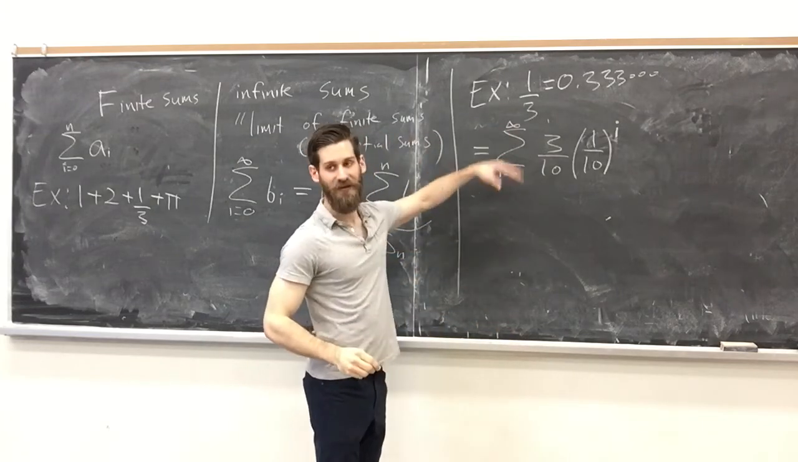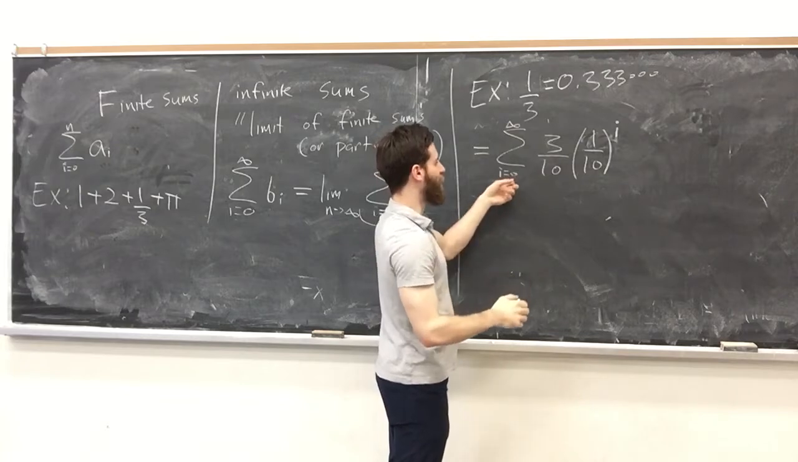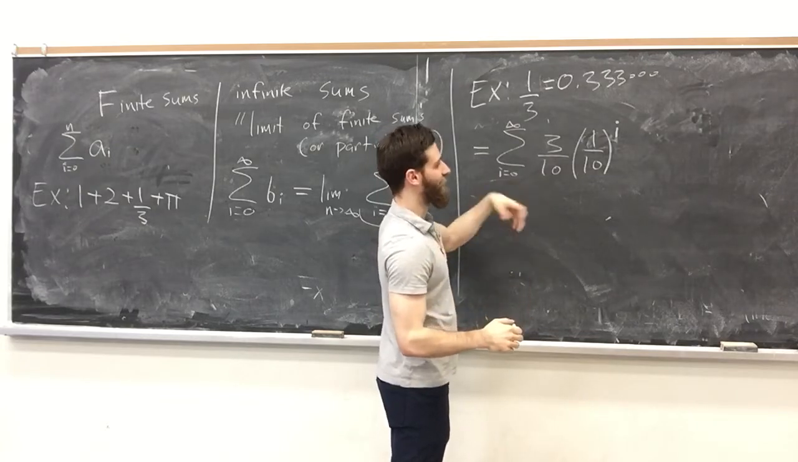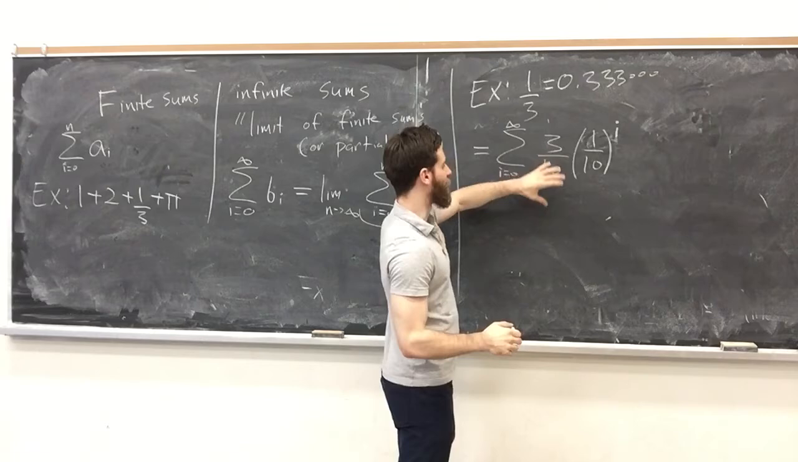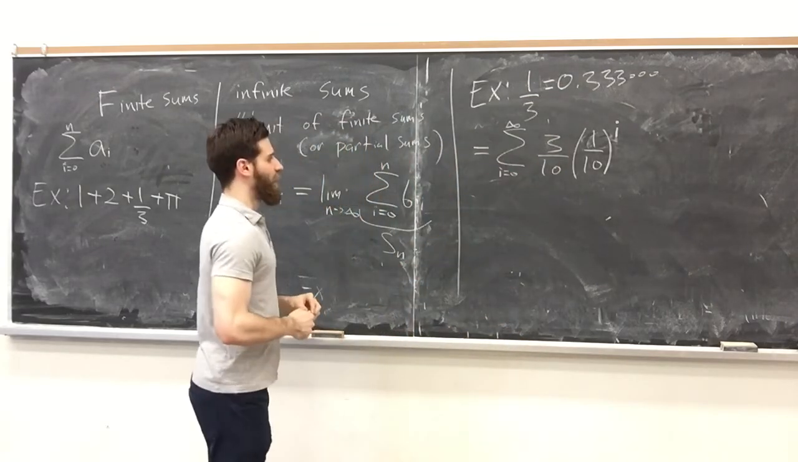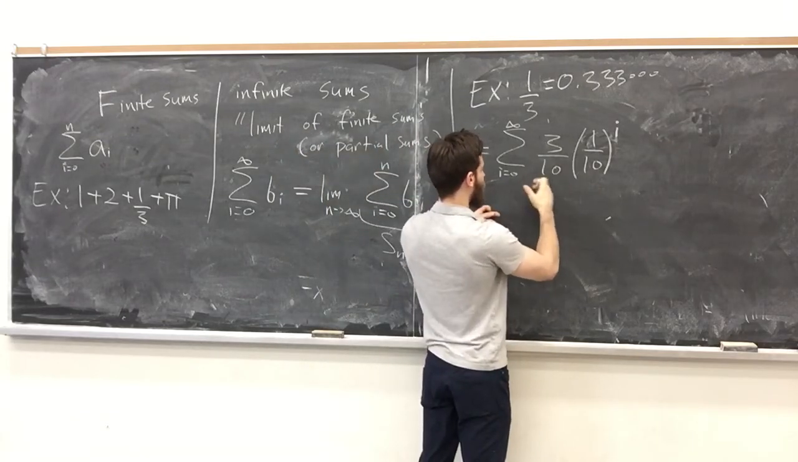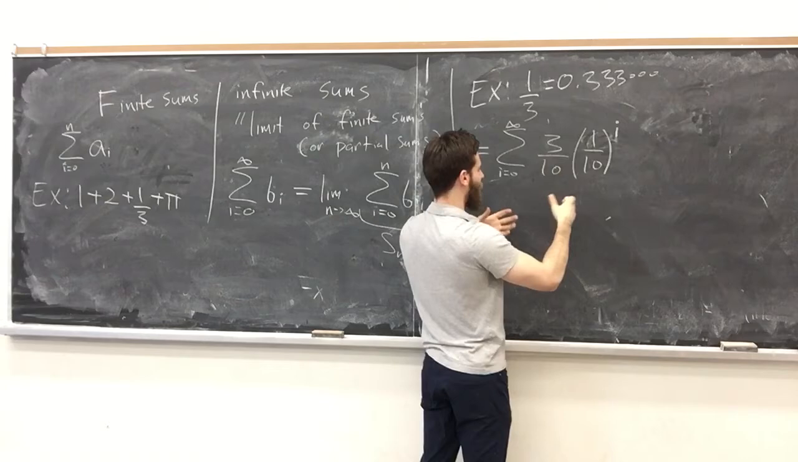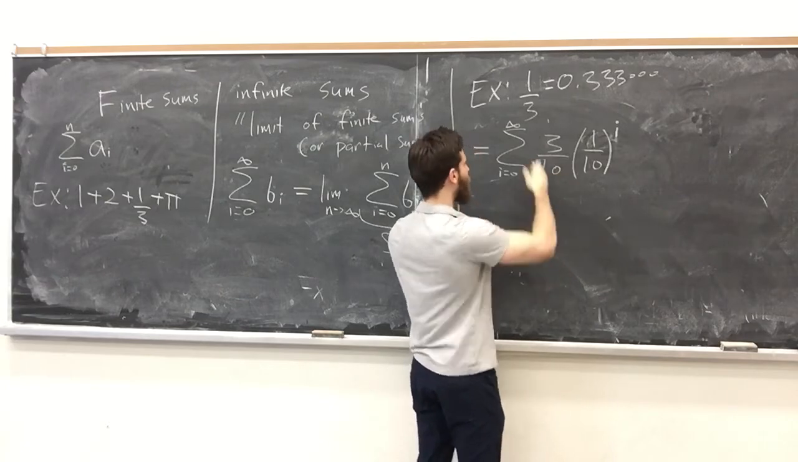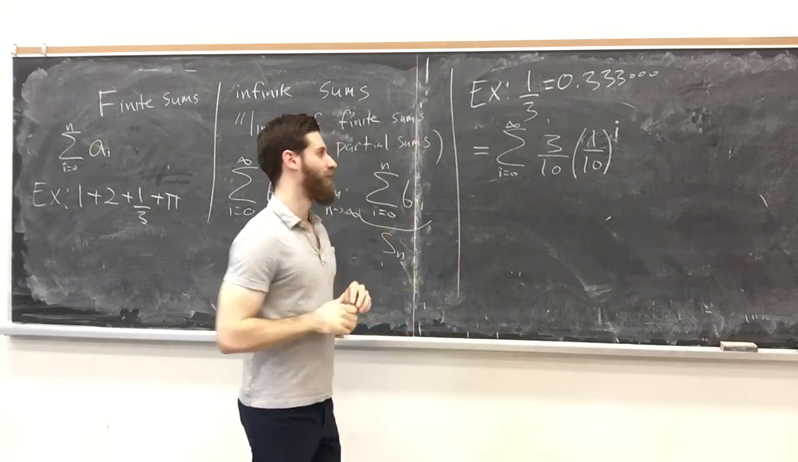If this isn't clear to you, you should actually start writing out the first few terms. Write out the 0th term, the i equals 1 term, the i equals 2 term, and you should see that this is equal to this. They're the same thing. So we are saying that this infinite sum exists, or converges, and it's equal to 1 over 3, or 0.3333, etc.